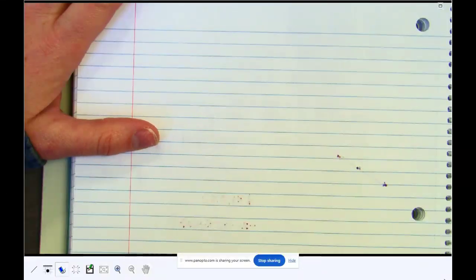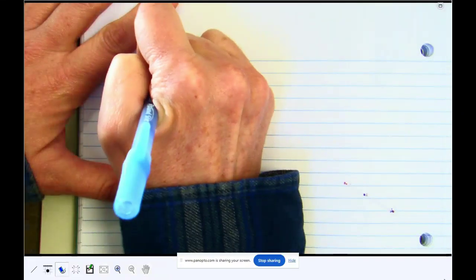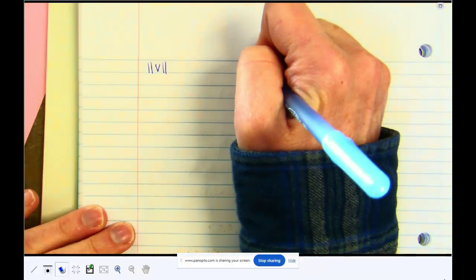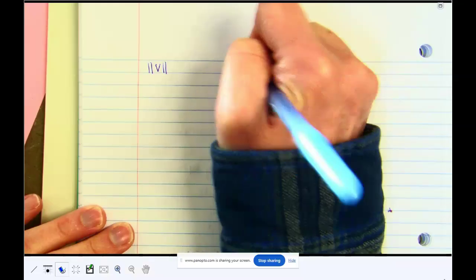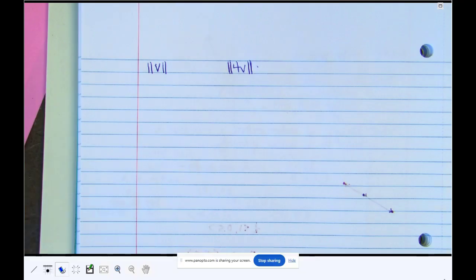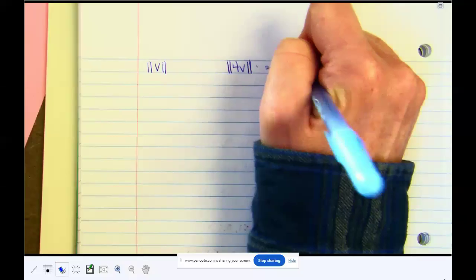Okay, do you remember if I say to you, what does that represent? Magnitude. That represents magnitude. So if I asked you to do the magnitude of 4 times v, the shortcut for this is that you could do 4 times the magnitude of v.